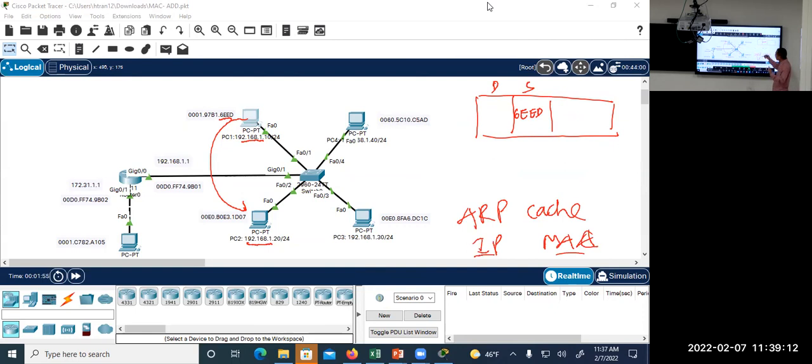So the first step, I look in the ARP cache here. If I already have a mapping between 192.168.1.20 and this MAC address, I just take it out and put it here, 1D07, and send it directly. But if I don't have it in my cache, you have to send out the ARP. Okay, now let me do the simulation again so we can see how it works.